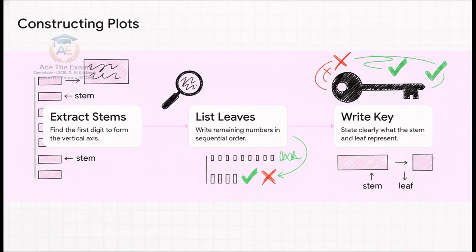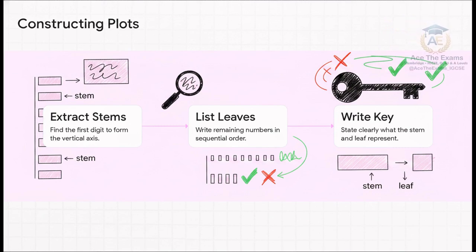Step 2, list the leaves, which are the remaining numbers. Now this is the trap. You absolutely must list them in sequential numerical order. If you have ages 22, 24, 25, 23, the leaves next to the 2 stem must be written as 2, 3, 4, 5. They must be evenly spaced so they visually form a horizontal bar chart.